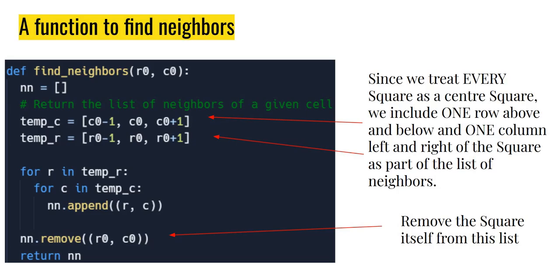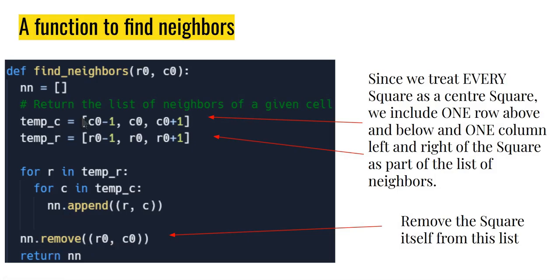Remember, the basic idea that we had was to treat every square as a center square. For a center square, the neighbors come from the row above, the row below, the column to the left, the column to the right, and also the same row and column. So we create two lists, call them temp_c and temp_r, and then look at every combination of the values here. However, we must remove the square itself, and that's what we are doing here.